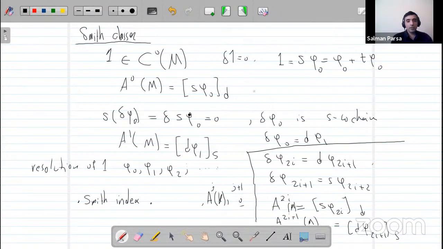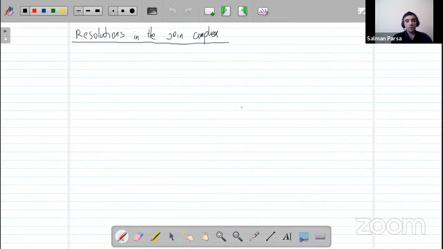Now, we want to compute the Smith index inside a join complex. And for that, first we need to write the chain complex of the join in terms of the chains of the factors. This is possible if, from now on, we imagine that K and L are Z2 complexes. So let's take K and L to be Z2 complexes.